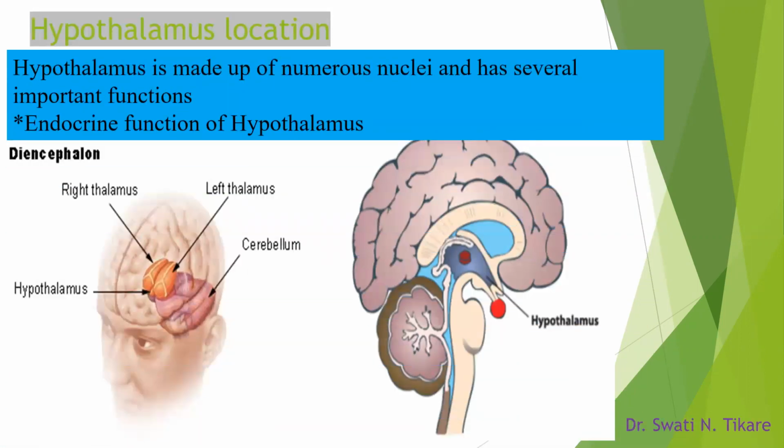So hypothalamus is made up of numerous nuclei. Nuclei are groups of neurons which subserve a particular function. So hypothalamus in general has several important functions which we will be learning under the central nervous system. But here we are going to learn about only the endocrine functions of the hypothalamus.